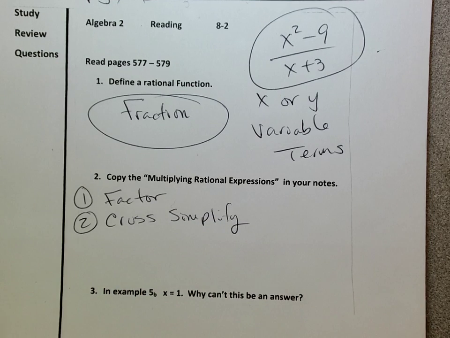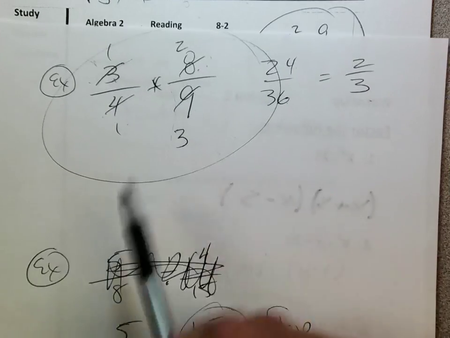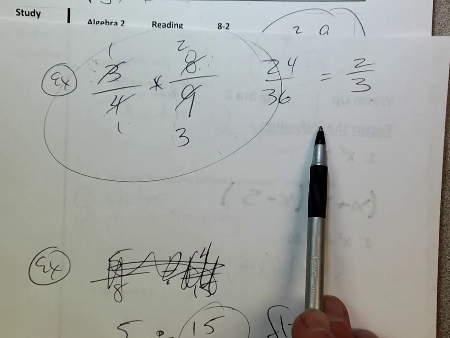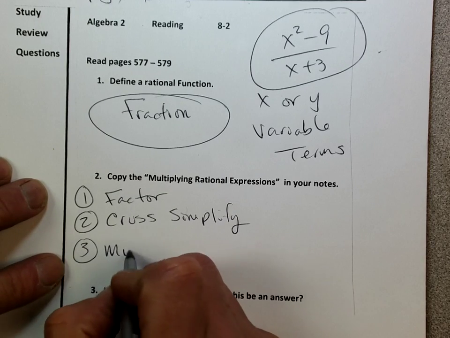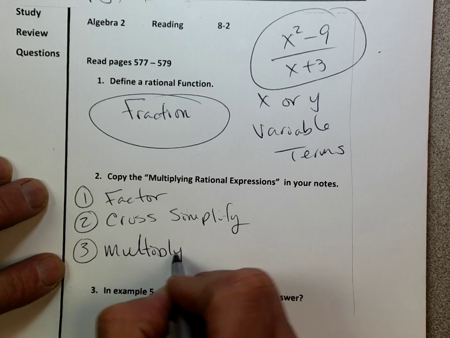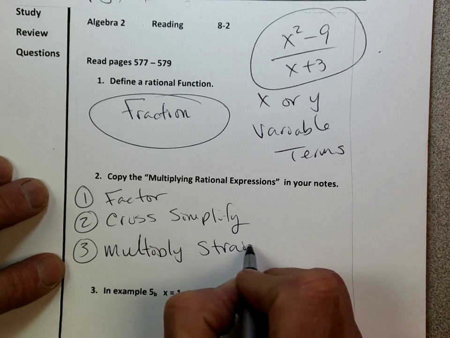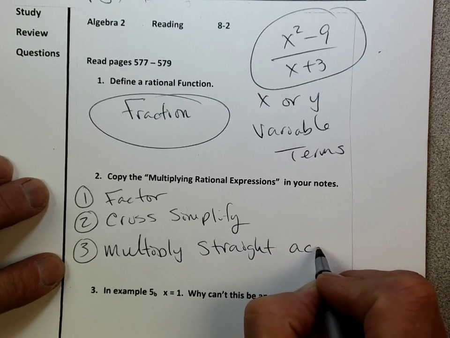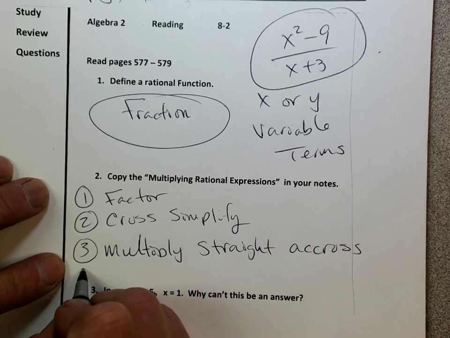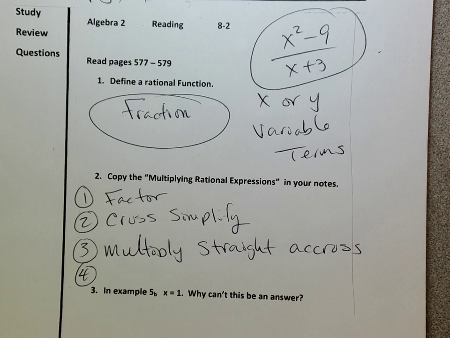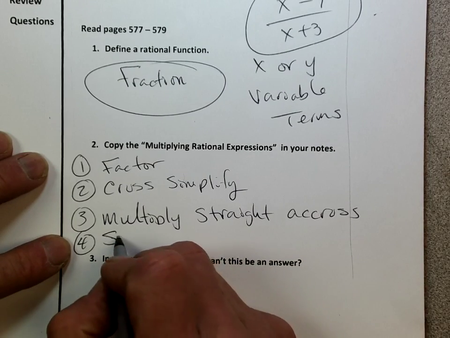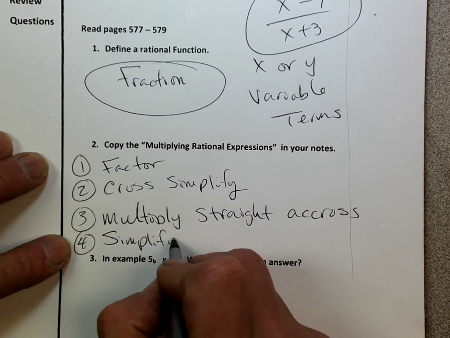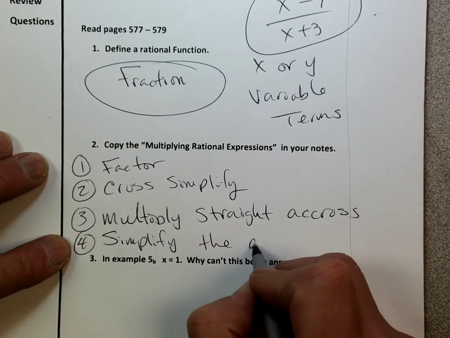And then she said cross-simplify, which we did, and then we multiplied straight across, didn't we? Okay, and we're going to do the same thing with these. So in step 3, we're going to multiply straight across. And then finally, step 4 is we're just going to simplify our answer. That's all we're going to do. So we're going to do several problems, and you guys are going to see how we do this. So step 4 is just to simplify the answer.